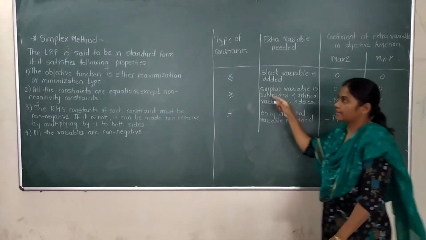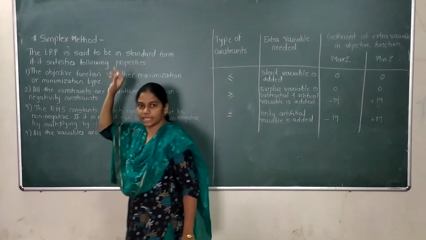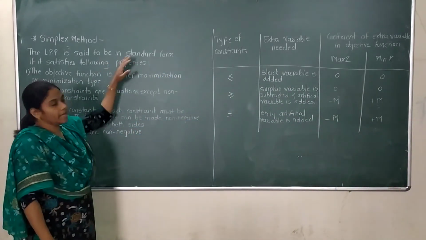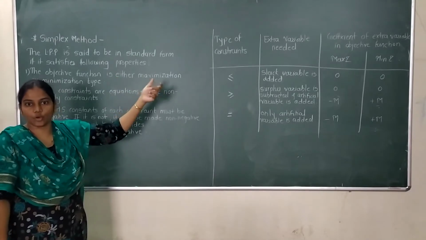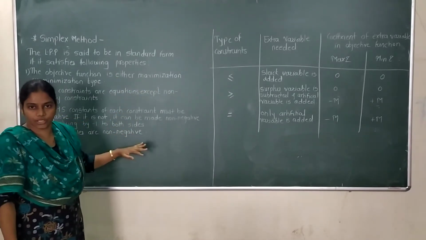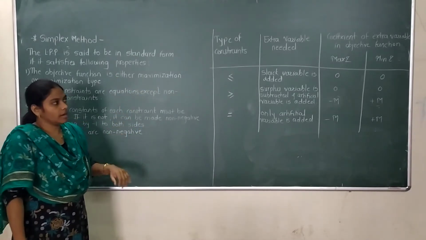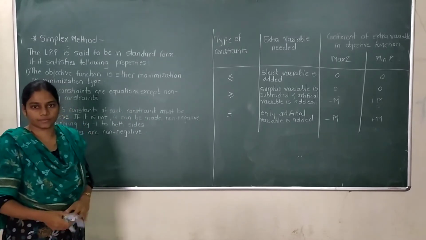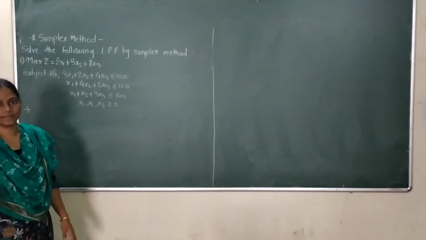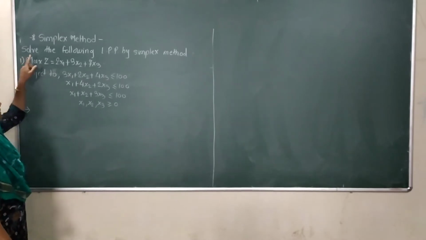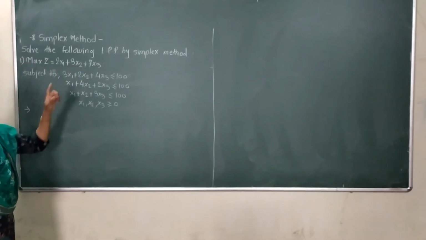So in the simplex method, our first step is we have to convert the given linear programming problem into standard form. Then we have to obtain the initial basic feasible solution. Then we have to apply the iterative technique. Now we will see the example which we have to solve by using the simplex method.